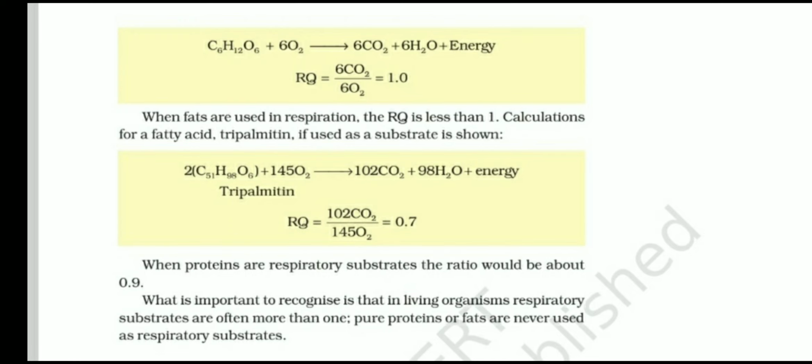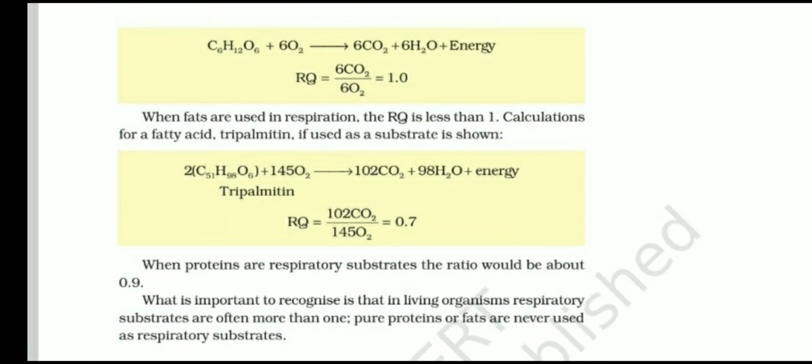When fats are used as a respiratory substance, the RQ comes less than 1. Why does it come less than 1? Because a smaller amount of CO2 is released and a larger amount of oxygen is used. In the chemical reaction also, you can see the RQ value of fats comes to 0.7, which is less than 1. When proteins are the respiratory substance, the RQ is about 0.9.